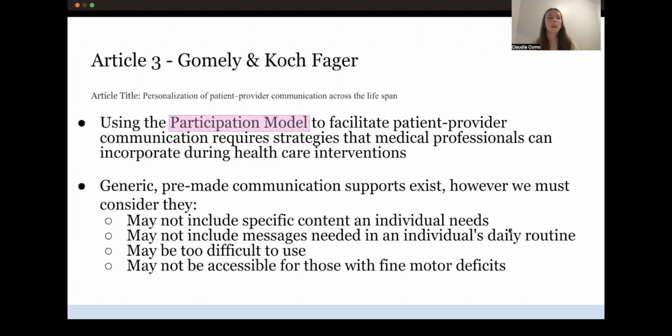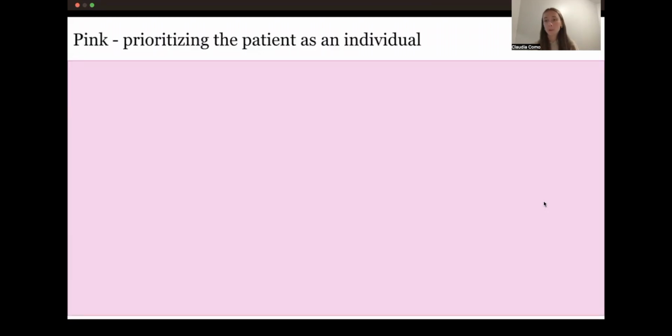So Article 3 talked about using the participation model for patient-provider communication, and to do so, it requires using strategies like we've talked about before. Article 3 talked about how currently there are some generic pre-made communication supports in place, but we really need to think about these supports because they may not include specific content that an individual needs. They might not have information about an individual's daily routine, or they might be too difficult for a patient to use, or not even accessible due to fine motor deficits or other deficits. So this brings us to our pink theme, which is prioritizing the patient as an individual.